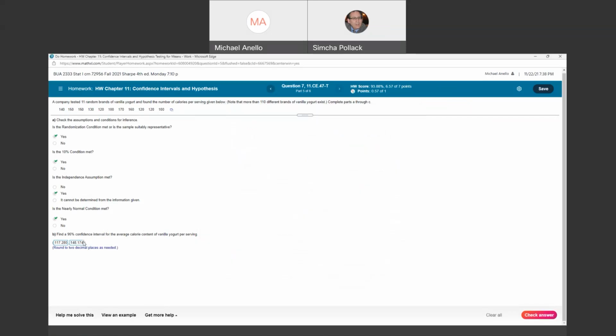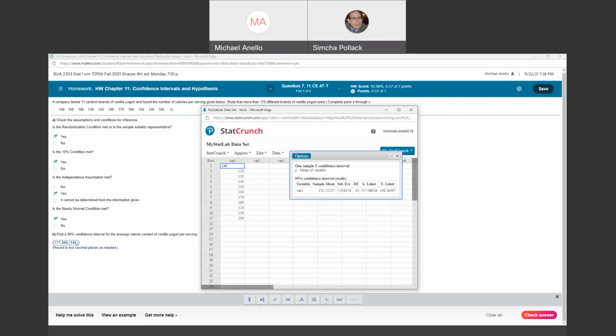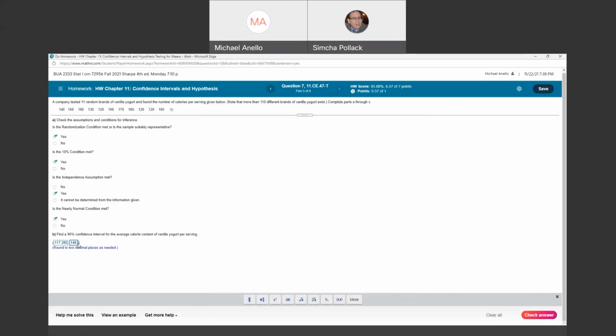So I was just off by decimals then. Well, I'm not sure how you solved it, but this is the way you should do it, because it takes just 3 seconds. And it's true for all the chapters. You get into the habit of using StatCrunch.